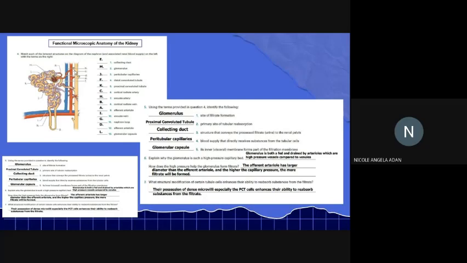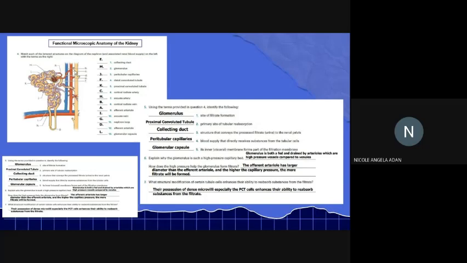3, structure that conveys the processed filtrate or urine to the renal pelvis. It is the collecting duct. Number 4, blood supply that directly receives substances from the tubular cells. It is the peritubular capillaries. Glomerular capsule is the answer for number 5 because its inner visceral membrane forms part of the filtration membrane.